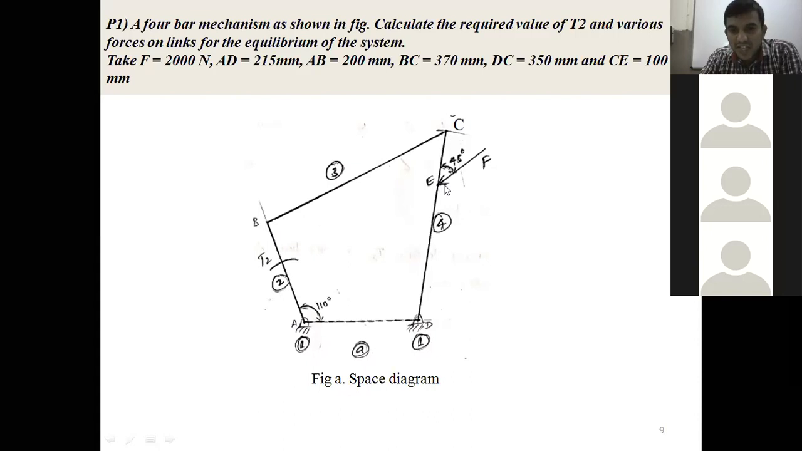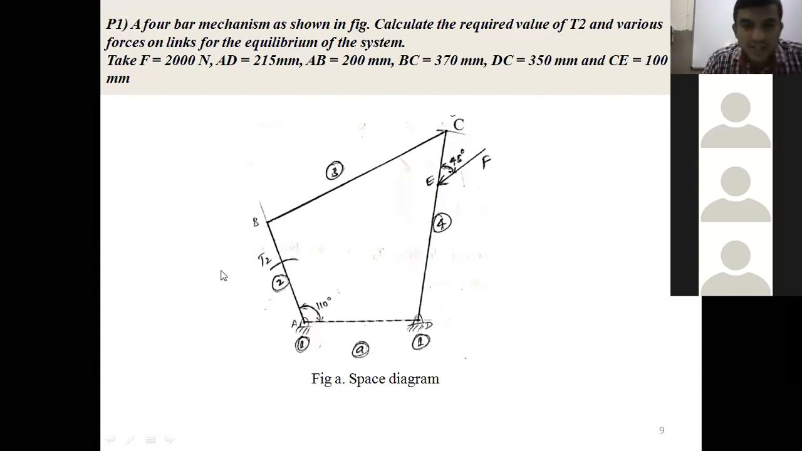What about CE? The E is nothing but the location of the force acting on link 4, at point E. This is not a hinge here. At point E, the external force is acting. Now CE is how much? 100 mm.